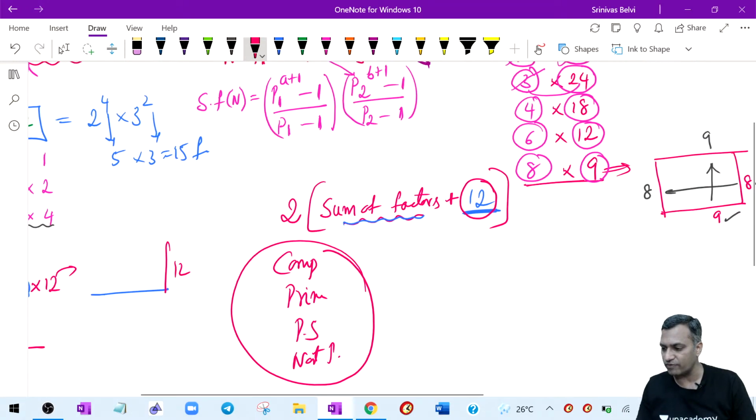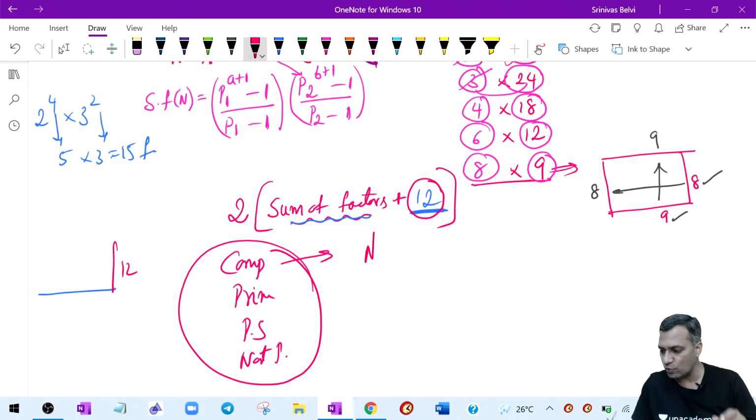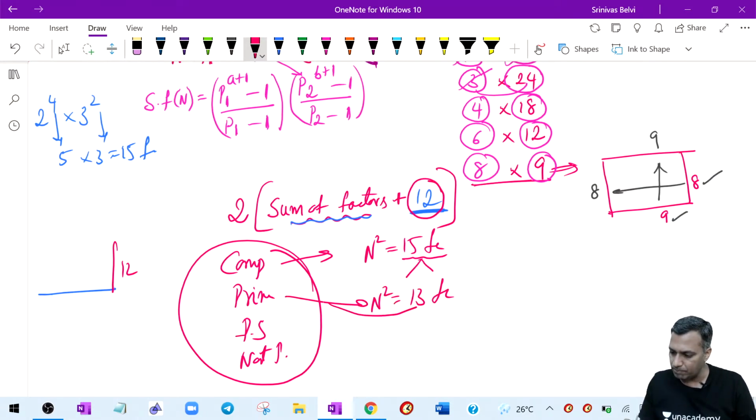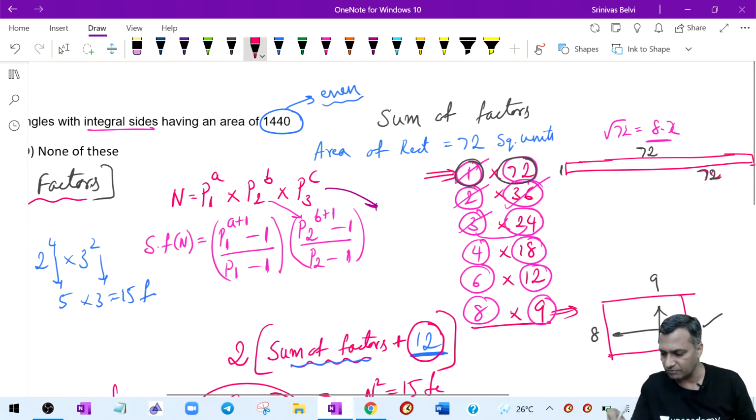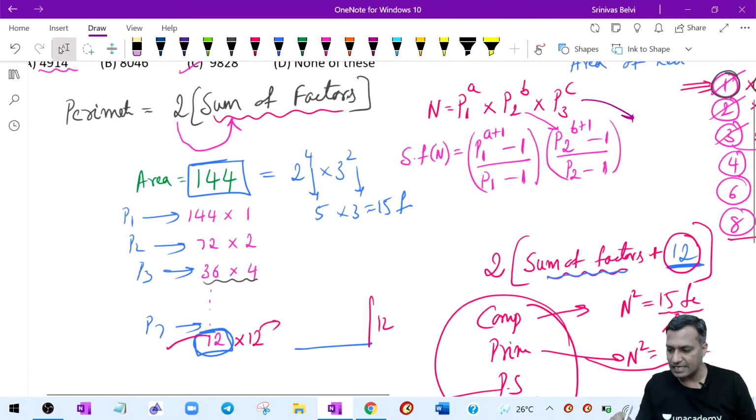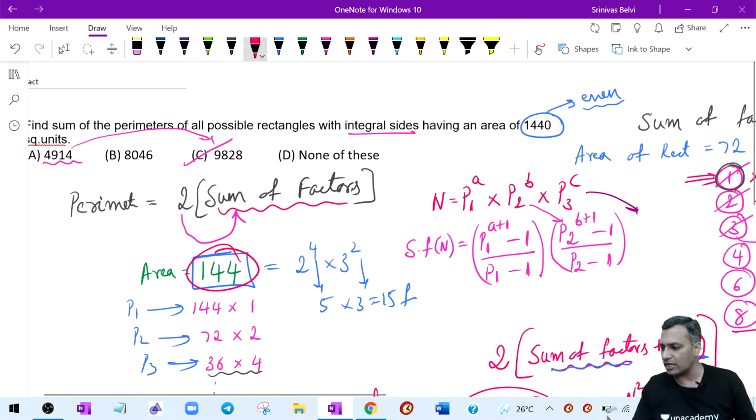So when we got those factors, we said that, hey, n square has 15 factors, composite number. So then we dealt with it a little differently. N square has 13 factors, prime. So we dealt with it differently. Similarly, perfect square, the number here was a perfect square, 144. We dealt with it differently. The number is not a perfect square.